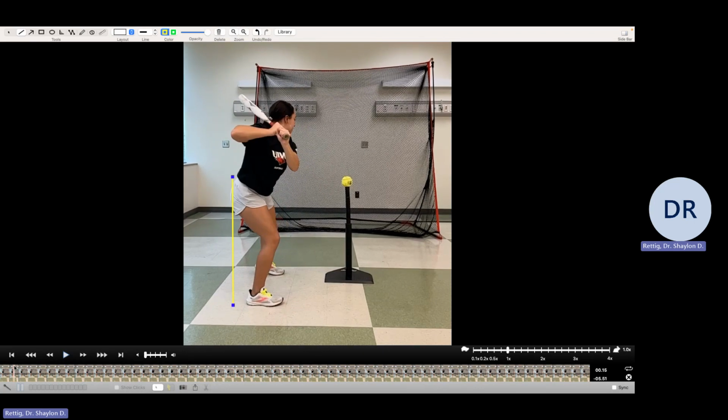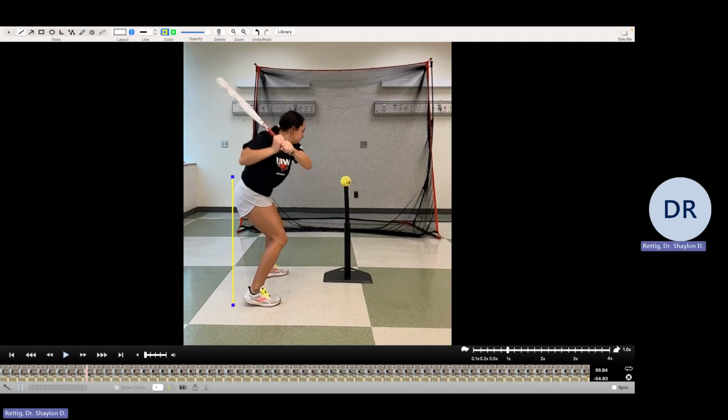The reason that's important is when you lose that space, you narrow the area between your body and the ball, and you decrease the area for your hands to move, and that can cause you to get jammed on certain pitches. Next thing we look for is casting of the hands.